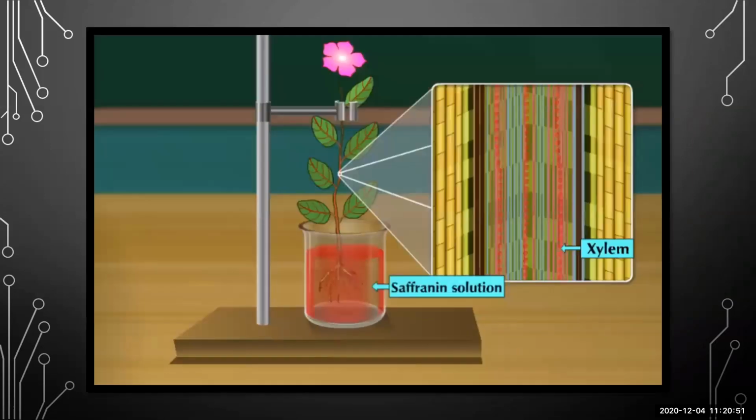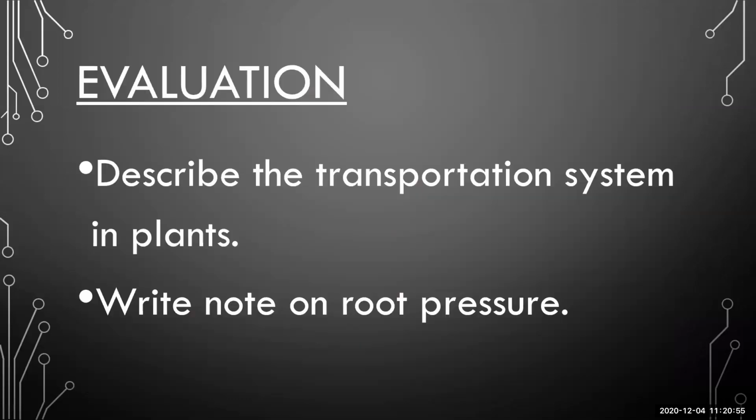You can copy down these two questions, or you can take the screenshot of it. Describe the transportation system in plants. And the second question is, write a note on root pressure.